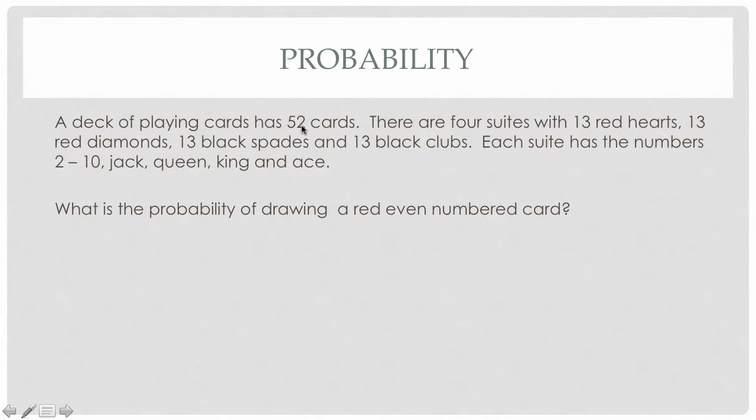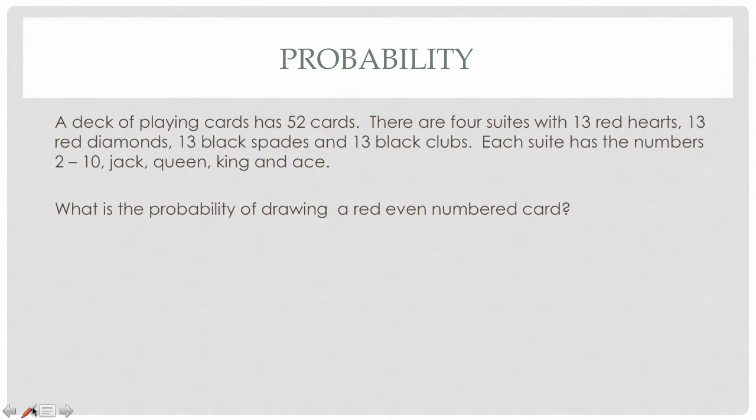A deck of playing cards has 52 cards in it. There are 4 suits: clubs, diamonds, hearts, and spades. Each suit has 13 cards: 13 red hearts, 13 red diamonds, 13 black spades, or 13 black clubs. Each of these 4 sets has the numbers 2 through 10. So 2, 3, 4, 5, 6, 7, 8, 9, 10, plus a jack, a queen, a king, and an ace.